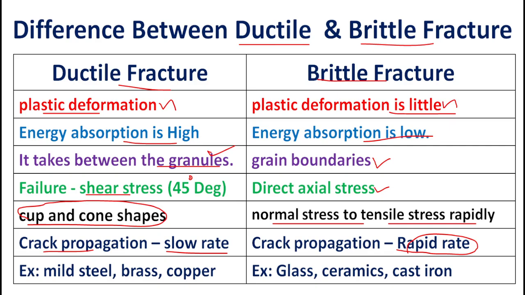Examples of ductile fracture are mild steel, brass and copper. Examples of brittle fracture are glass, ceramics and cast iron.